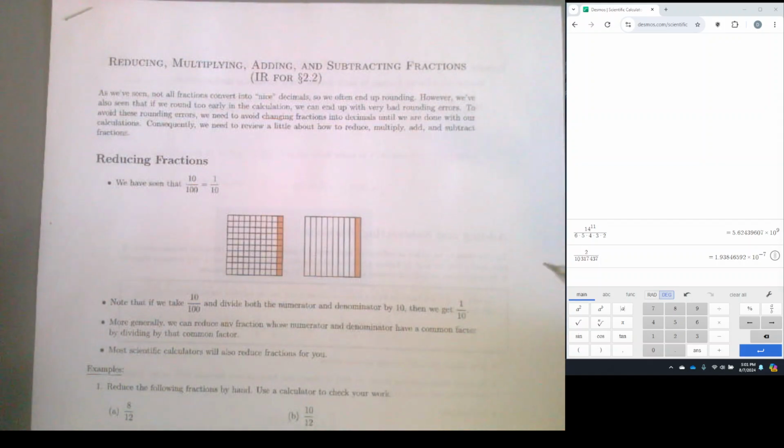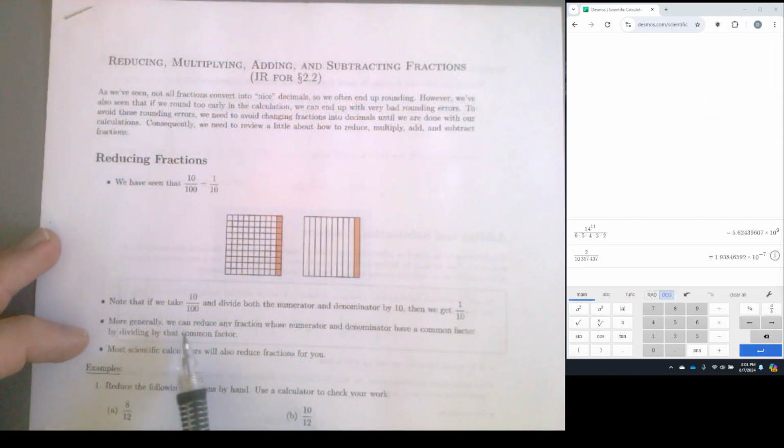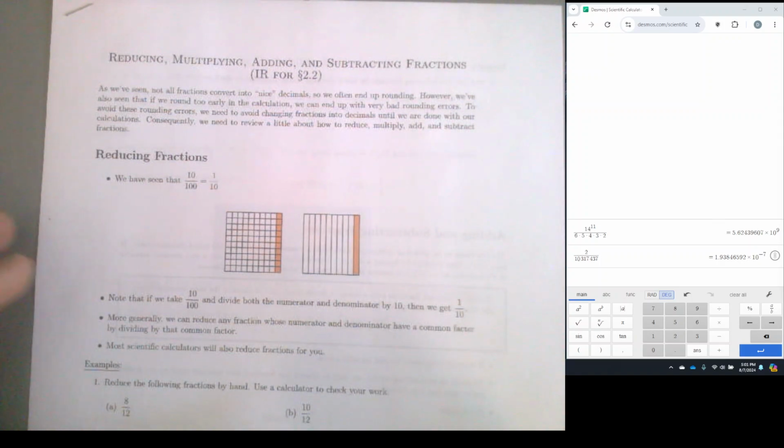Now, the way that we get that answer by hand is by dividing both the numerator and the denominator by 10 in this case. More generally, we would reduce any fraction whose numerator and denominator have a common factor by dividing out that common factor. Okay? The Desmos calculator will do these reductions for us, but let's just practice.